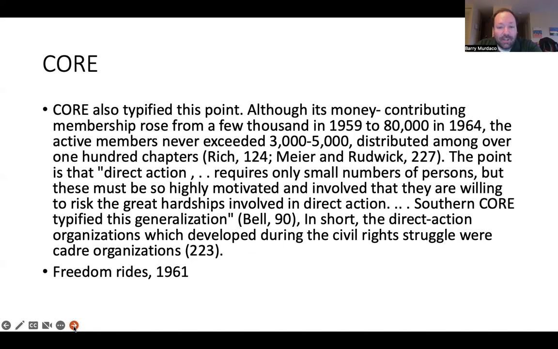The point is that direct action requires only small numbers of persons, but these must be so highly motivated and involved that they are willing to risk the great hardships involved in direct action. Southern CORE typified this generalization. In short, the direct action organizations which developed during the civil rights struggle were cadre organizations, meaning, again, small groups of people who were very highly motivated, basically.